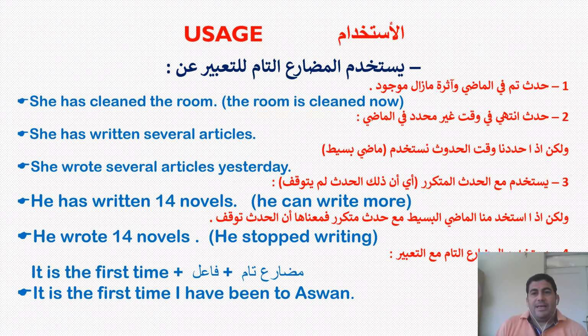Number two, it expresses an action that happened and ended in the past, but we didn't mention when it happened. Okay? Like this one. She has written several articles. But if we use the time expression here to show the past, like yesterday, last week, and so on, it's past simple tense, like this. She wrote several articles yesterday.